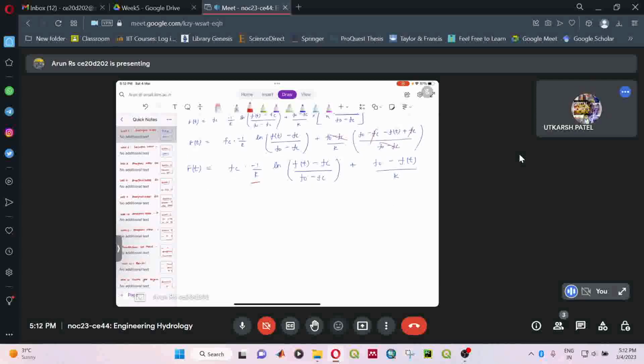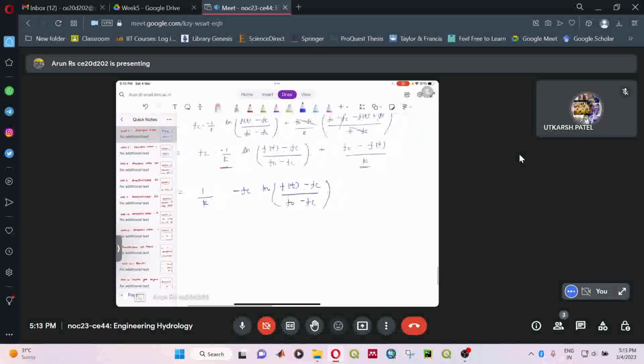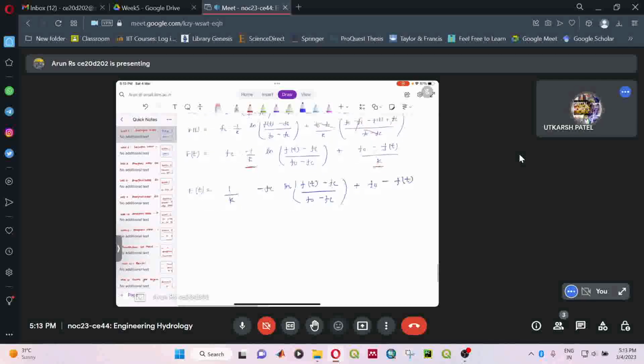So here k is common. I'm just going to take it outside. So F of t is equal to 1 by k into minus fc natural log of (f of t minus fc) divided by (f naught minus fc), plus f naught minus f of t. Understood? Yes, sir.